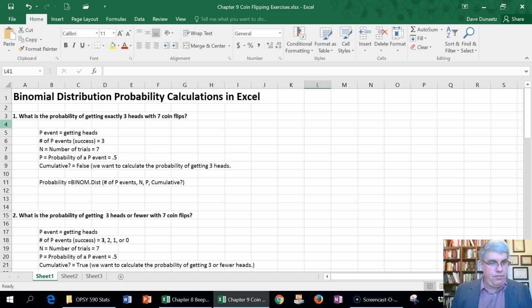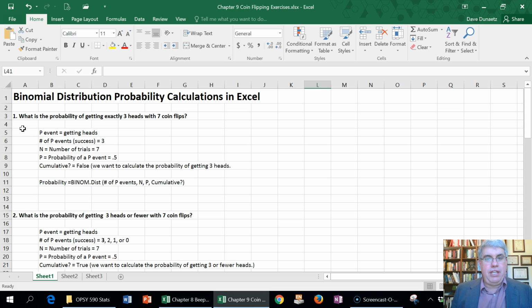So let's start off with our first question, and it's what's the probability of getting 3 heads with 7 coin flips? Okay, so we're going to flip a coin 7 times and see what the probability of getting exactly 3 heads is. Or it could also be we take 7 coins and flip them and find out what's the probability of getting exactly 3 heads from flipping 7 coins once.